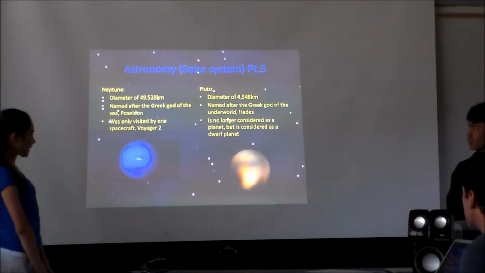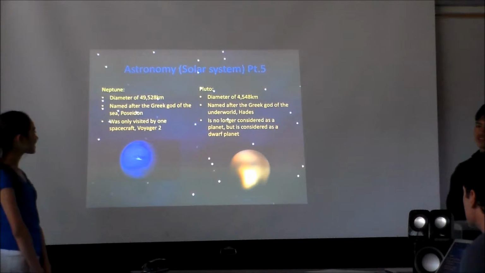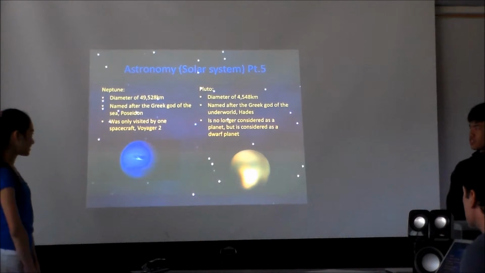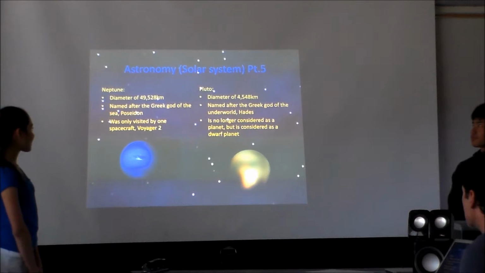Neptune has a diameter of 49,528 kilometers. It's named after the Greek god of the sea, Poseidon, and was visited by only one spacecraft, Voyager 2.